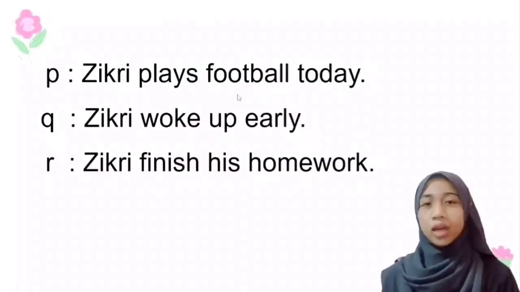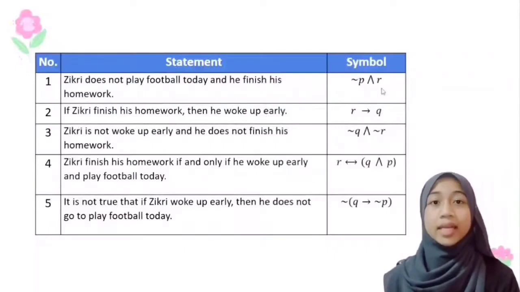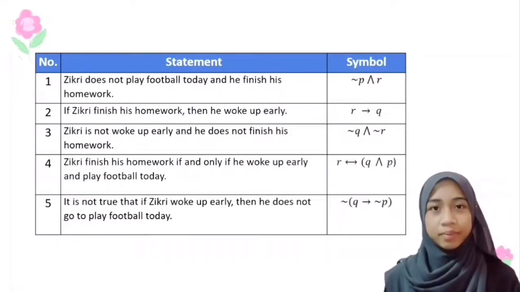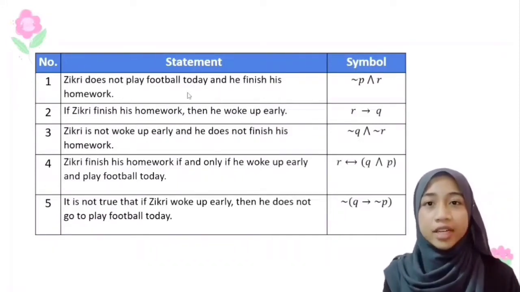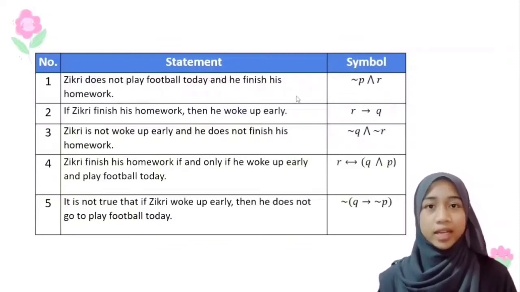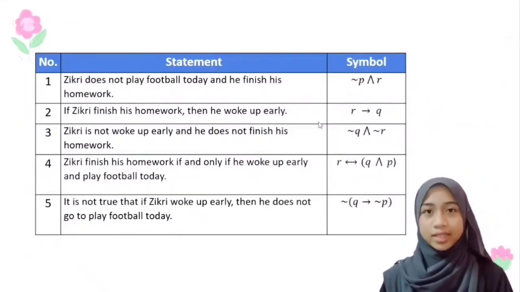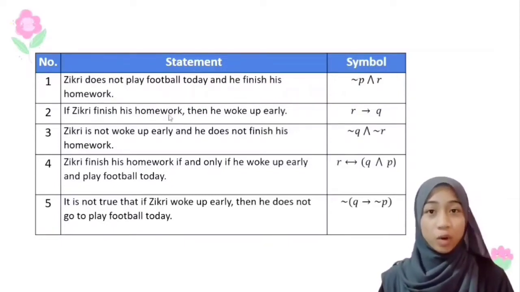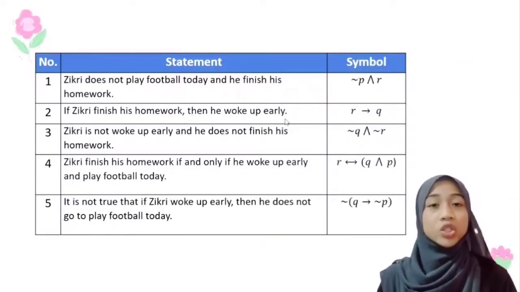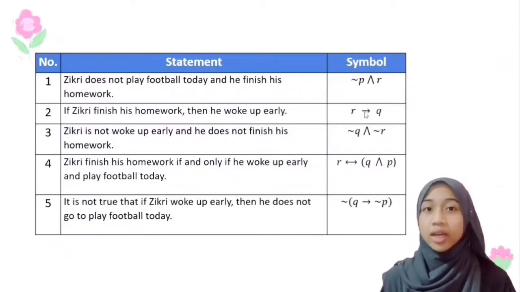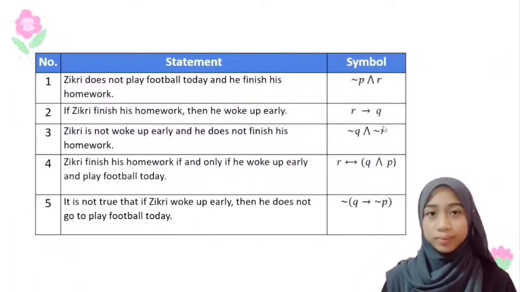Now we look at the statements and the symbols that relate to each statement in different situations. First, Zikri does not play football today and he finished his homework. The symbol is not P and R. Next, if Zikri finished his homework, then he woke up early. The symbol is R implies Q.